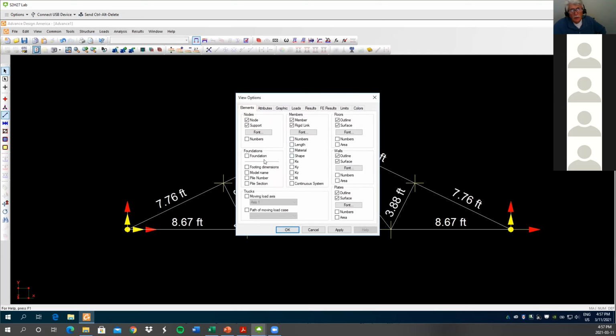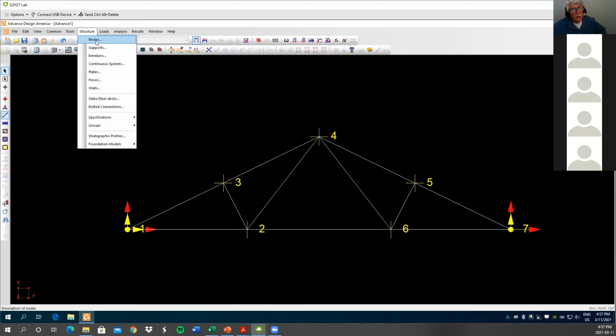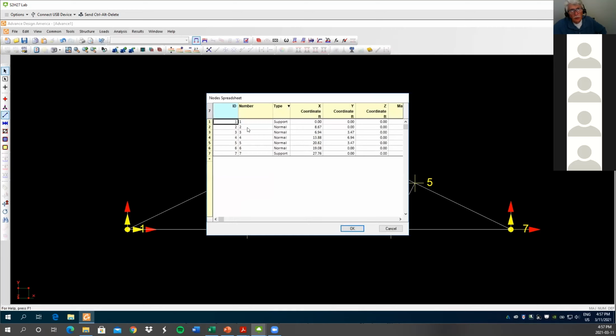Now, you see here where it says nodes and support. I want the numbers. Apply. This is node number 2 and that's node number 6. So I'm going to go to my structures, to my nodes. Node number 2 is really at 9 feet 3, so it's really at 9.25. I'm sorry, I'm going to correct this. This is how you correct it. You just come here and correct your nodes, 9.25.